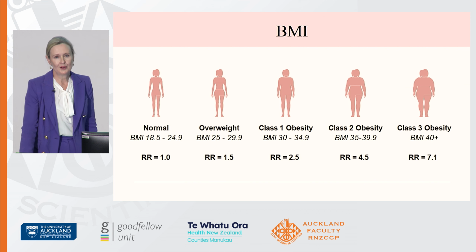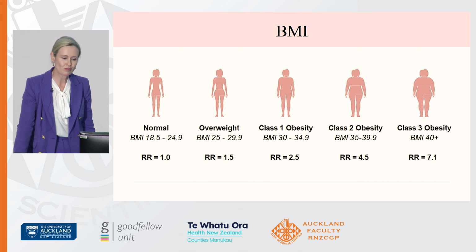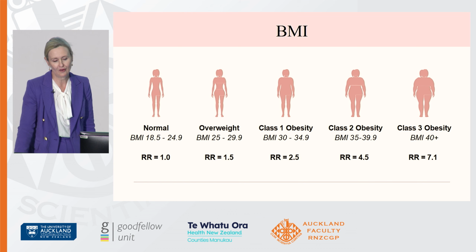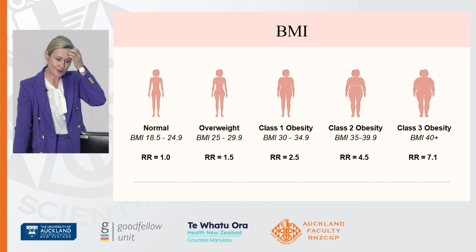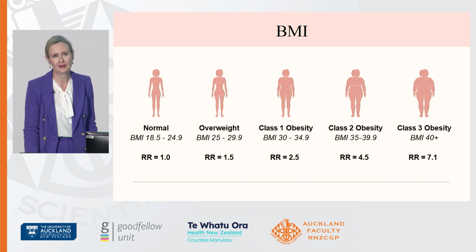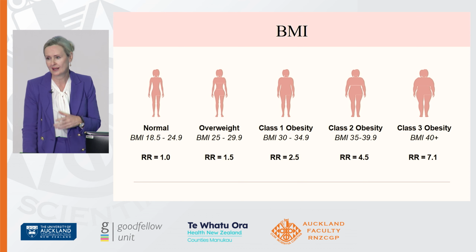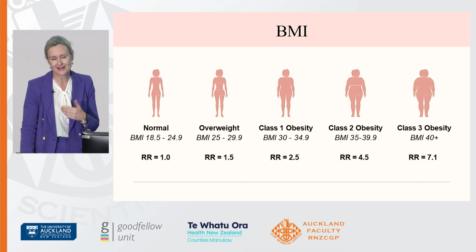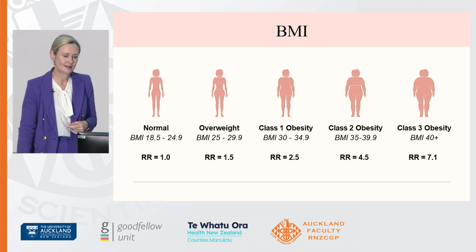And why is this happening? Well, we know it's related to obesity, and the obesity epidemic is not going away. So this is going to continue to be a problem in all of our practice. With a normal BMI, your relative risk of having an endometrial cancer is 1, whereas if you have a BMI of 40 plus, which is classified as class 3 obesity, the relative risk is 7.1. So there is a massive increase, and I think it's our responsibility as practitioners to address this with these women and encourage them to adopt healthy lifestyle changes.